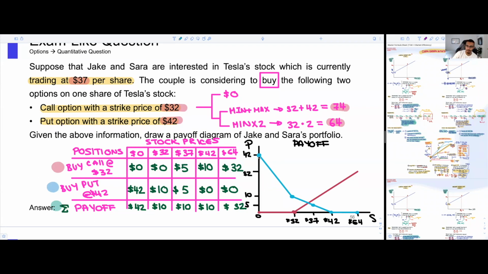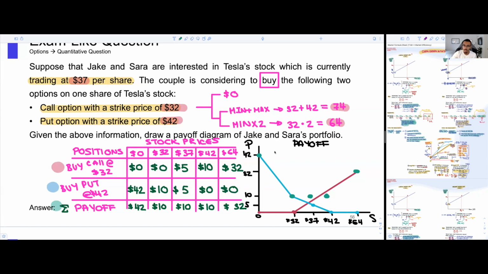And finally, for our total portfolio, we could actually get fun with it. So we know that if we're looking at our total portfolio and its payoff, we know that if it's trading at $0, our payoff will be 42 bucks. Okay. We know that if the stock is trading at 32 bucks, our payoff will be 10 bucks. We know that if it's trading at 37 bucks, our payoff will also be 10 bucks. This is awesome stuff. We know that if it's trading at 42 bucks, our payoff will also be $10. And we know that if it's trading at 64 bucks, our payoff will be $32, which is kind of crazy.